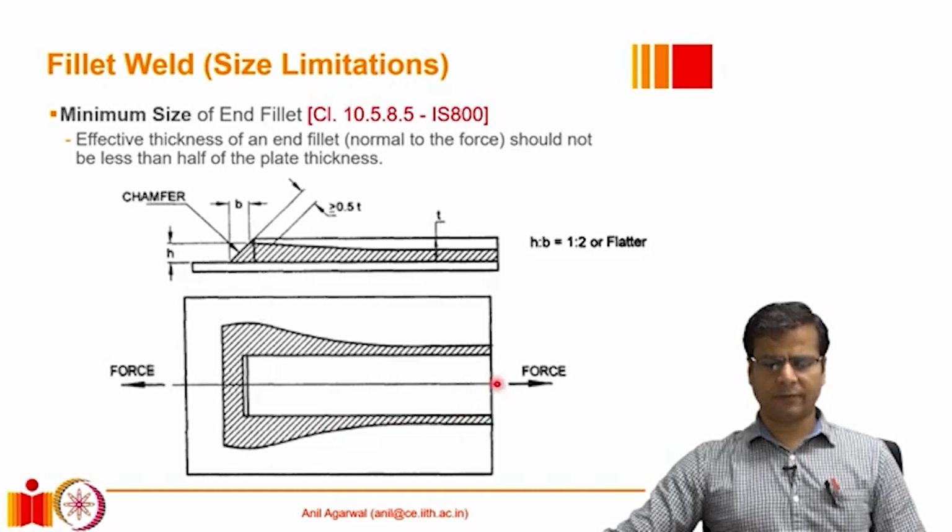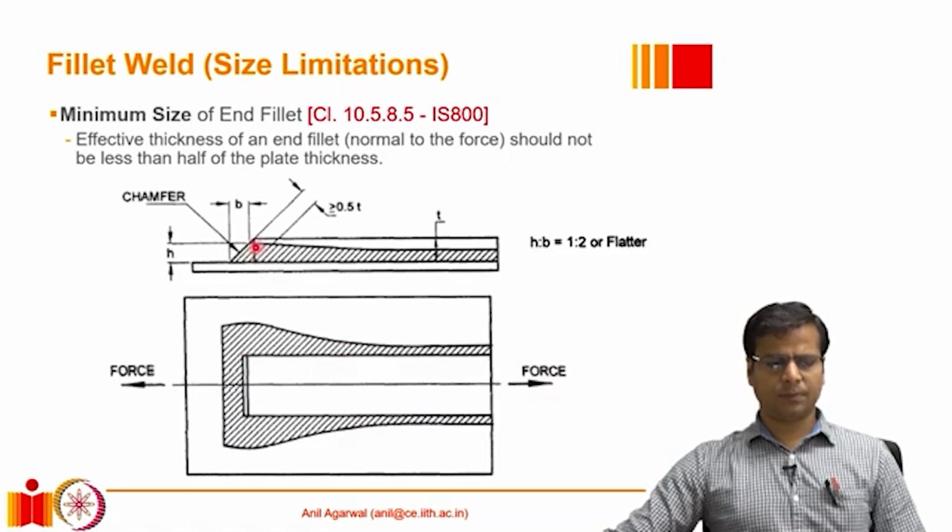Why are we calling it a side fillet? Because this is the direction of the force. The surface that is perpendicular to the direction of the force would be called end fillet, and the surface that is parallel to the direction of the force would be called side fillet. So the side fillet weld and end fillet weld are acting in combination together to resist this force.